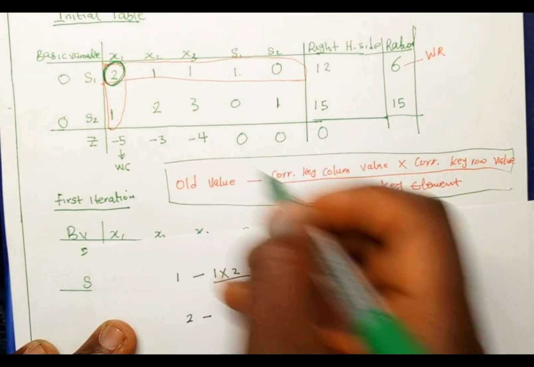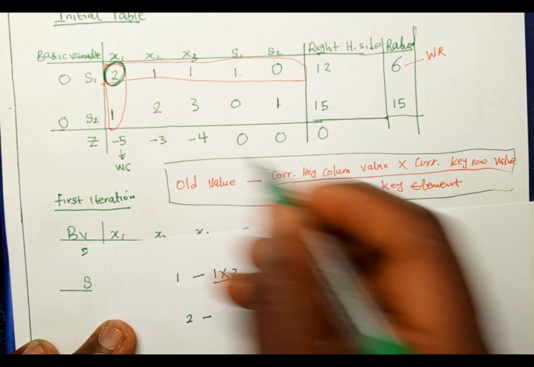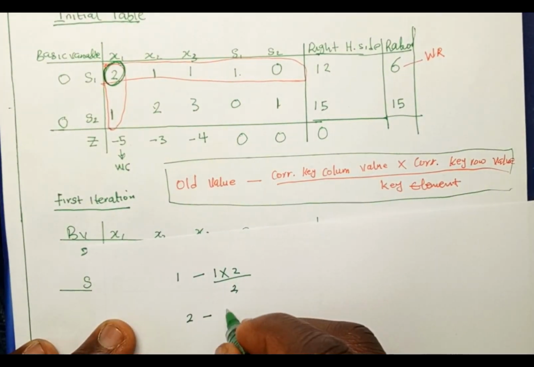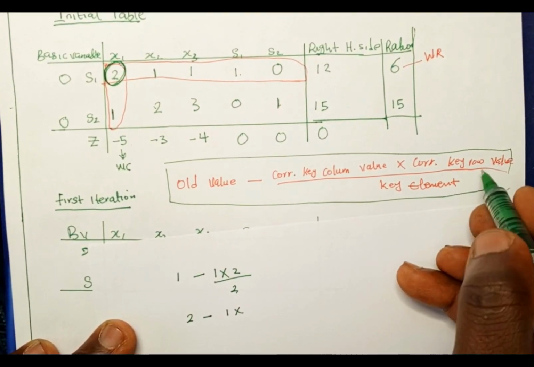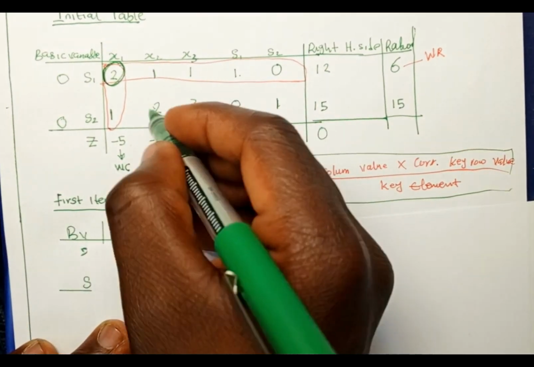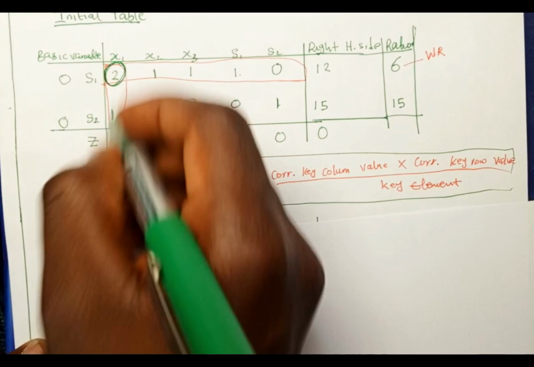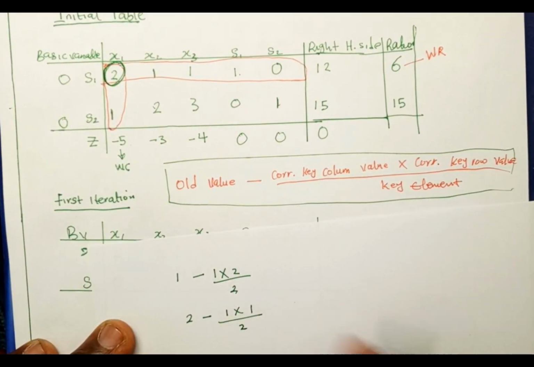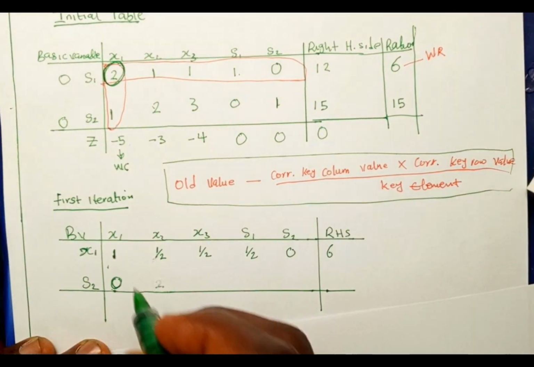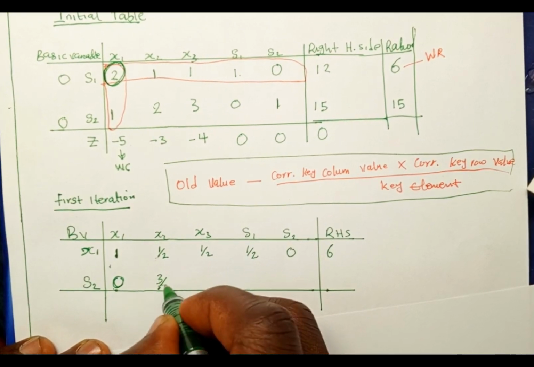Then minus corresponding key column value. Corresponding key column value is 1. Then multiply by corresponding key row value. The corresponding key row value is still 1 here. Then divided by key element. What is our key element? It is still 2. Then when you do this, we are going to have 3 over 2.